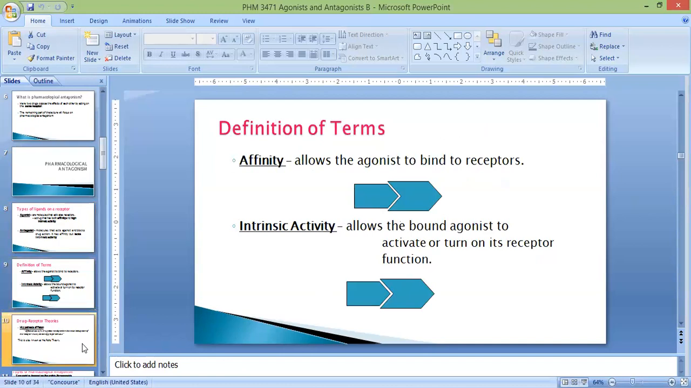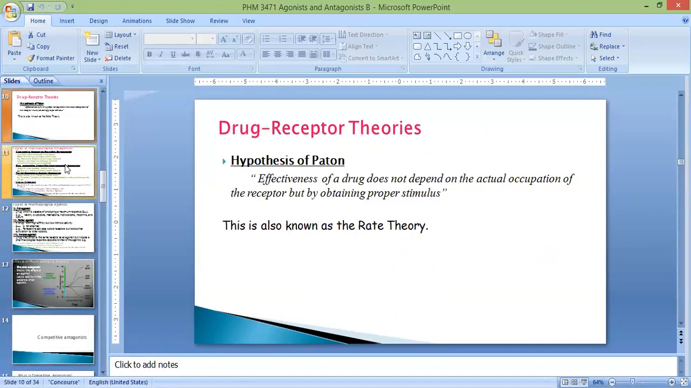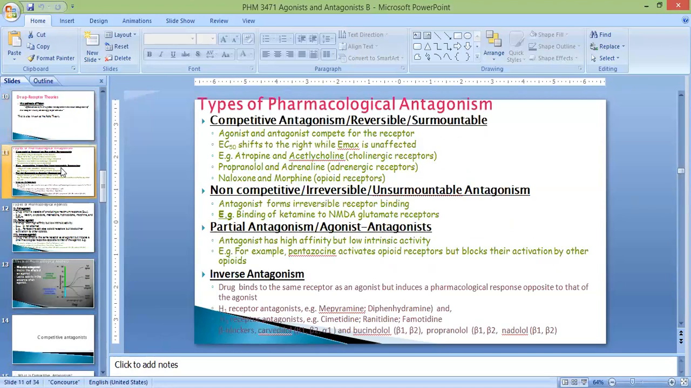So we already described what affinity is, what intrinsic activity is. And now let's see the types of pharmacological antagonism. Competitive, also known as reversible. This is what was repeated earlier, right? They both will be binding to the active site and will be competing to bind to the active site or to the receptor. Let's say now in this case to the receptor.